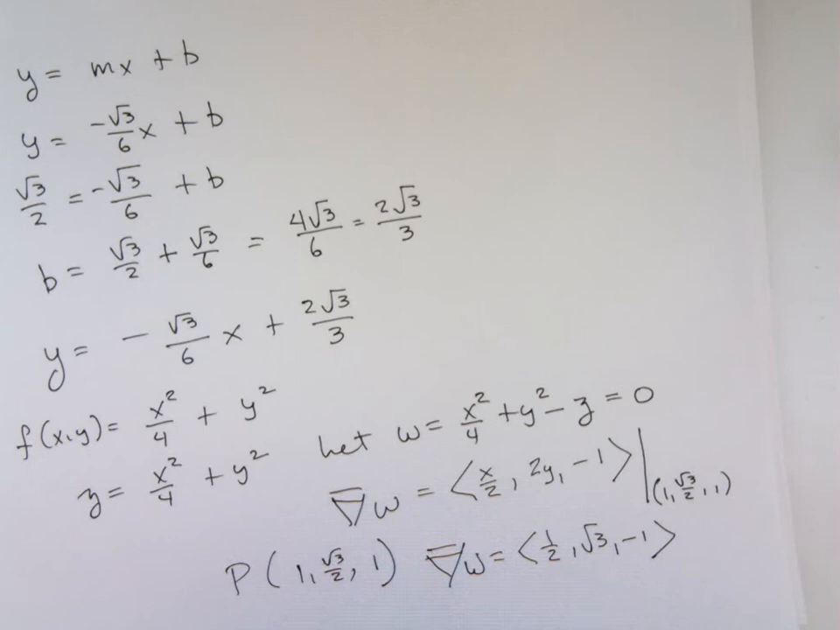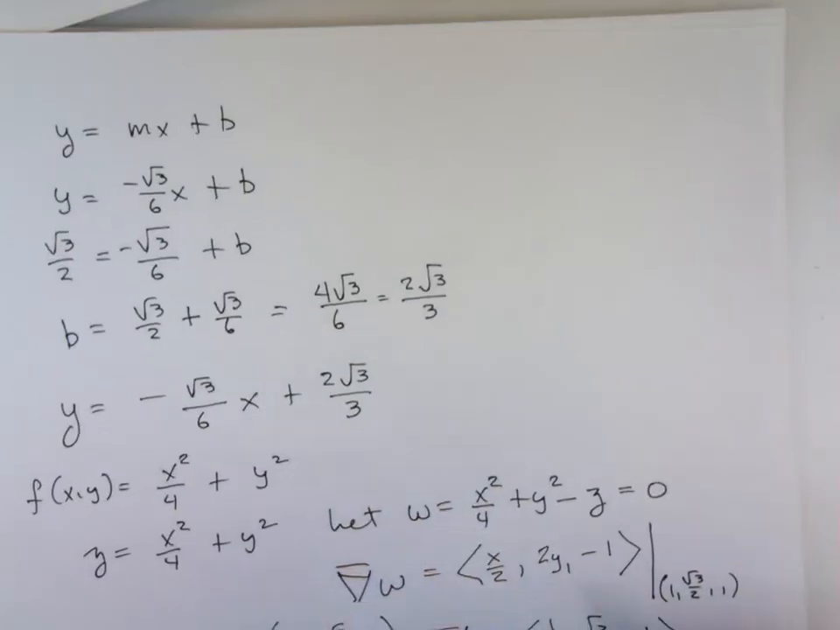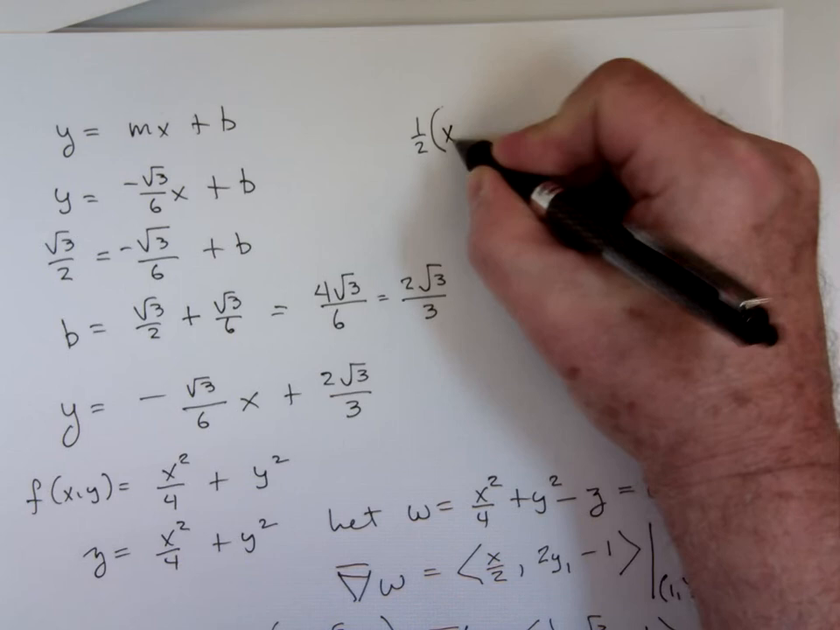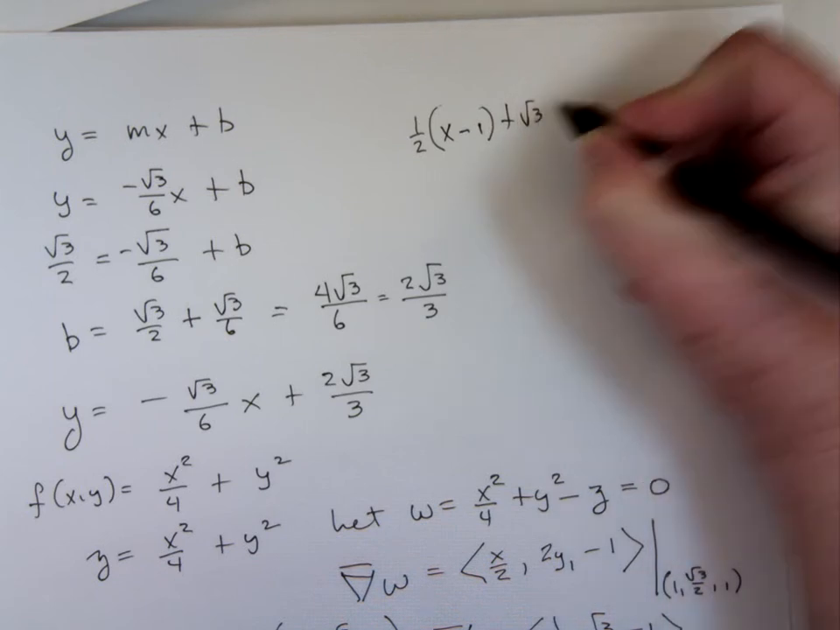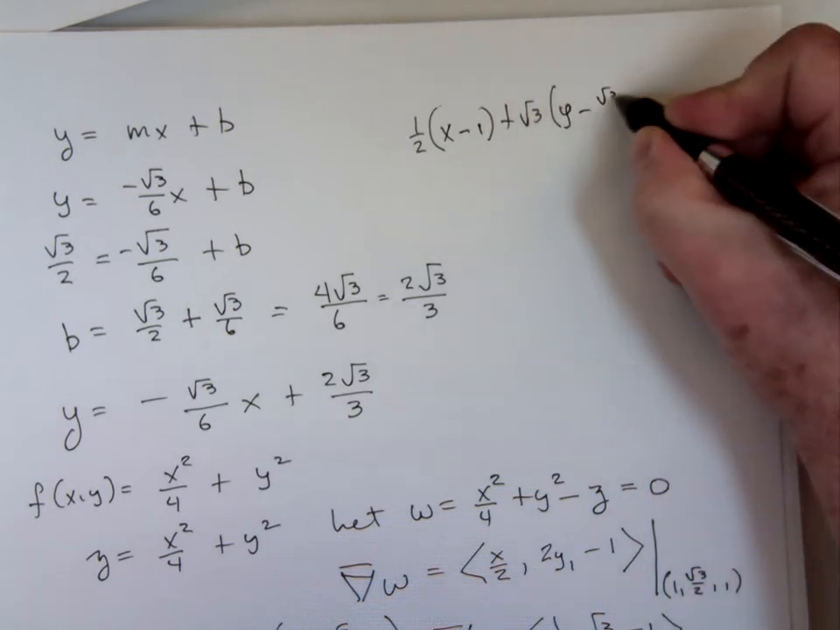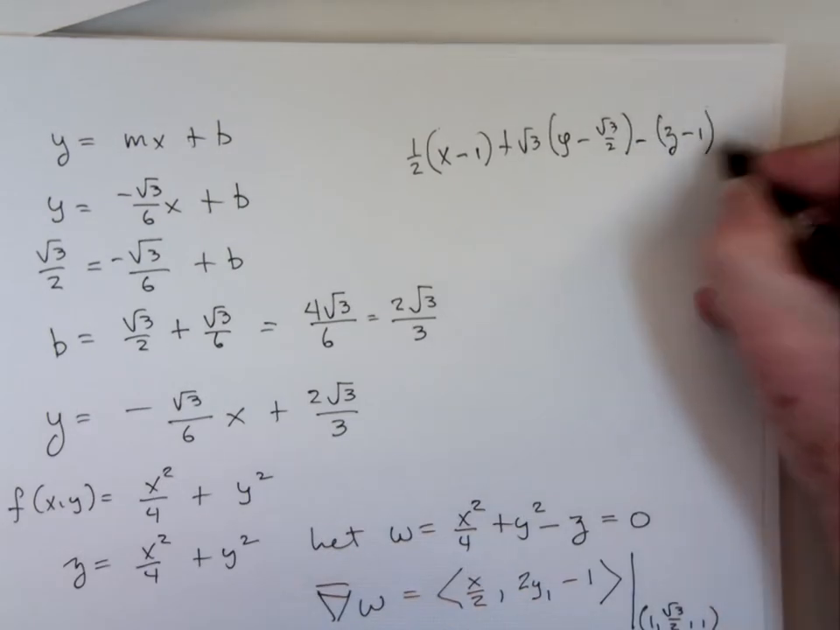This is our surface coming up this way. This is normal to the surface at that point. This is the gradient to that fourth dimensional object of which our surface was a level surface. That's our normal. This is our point. We want the equation of that plane. The equation of that plane to our surface at that point is this: 1/2 times x minus 1, plus square root of 3 times y minus square root of 3 over 2, minus z minus 1, equals 0.